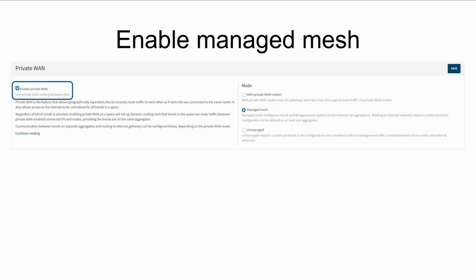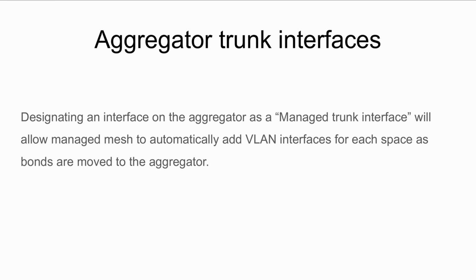First, on the Private WAN tab of the customer space, enable Private WAN. Be sure to choose Managed Mesh as the mode. Next, designate an interface on each aggregator to be the Managed Trunk interface. Managed Mesh will use the space interface to automatically create VLAN interfaces as necessary.